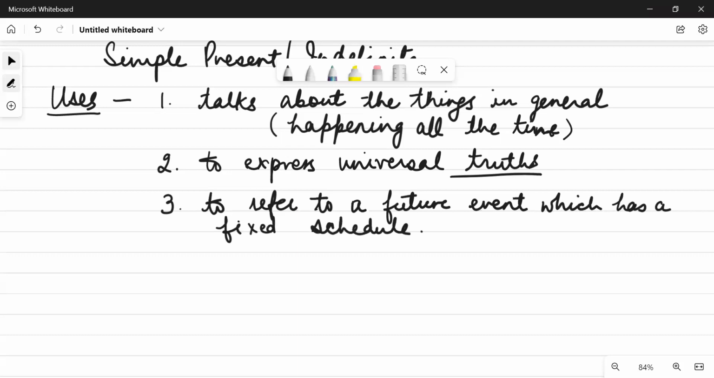Now, let me give you an example. For example, the prime minister arrives on Friday. Actually, this must be scheduled earlier. It has a fixed schedule. That is why for this we can use simple present. The doors open in 10 minutes. Classes end next week. So sometimes for a future event also we use simple present. I hope the uses are clear.